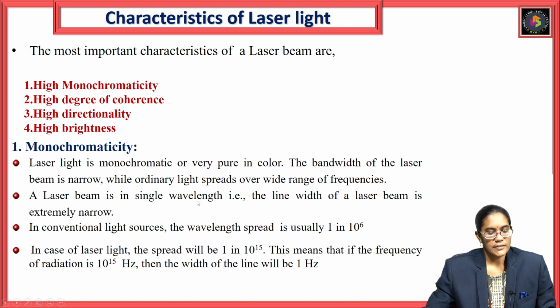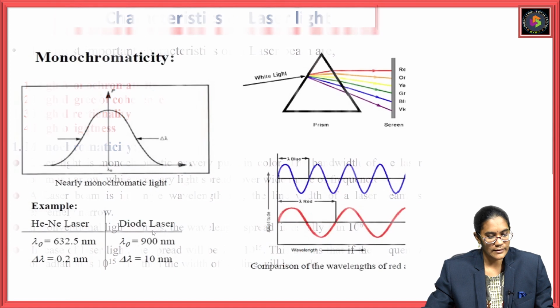And the laser beam is in a single wavelength, so the line width of the laser beam is extremely narrow. In the case of an ordinary light source, the wavelength spread is usually 1 in 10 power 6. But in the case of lasers, the spread will be 1 in 10 power 15. It means that if the frequency of radiation is 10 power 15 Hz, then the width of the line will be 1 Hz. So this is the main difference between ordinary light and laser light in terms of wavelength spread.